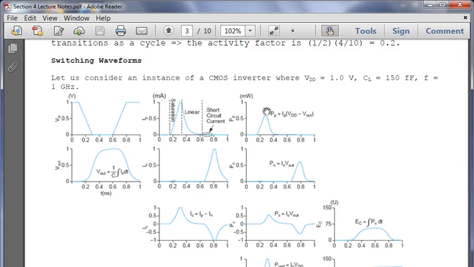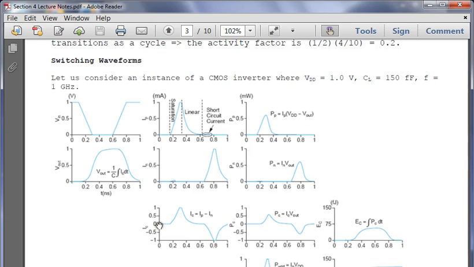Now, relating this to power consumption, for the current of the PMOS transistor, we have VDD minus Vout, which is the power consumption, going back to our initial power equation. This is the instantaneous power over that time. And if you want to find energy, you would just do the integral. Same thing with our NMOS transistor.